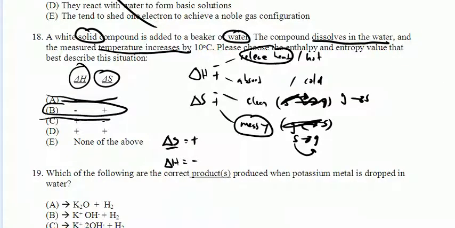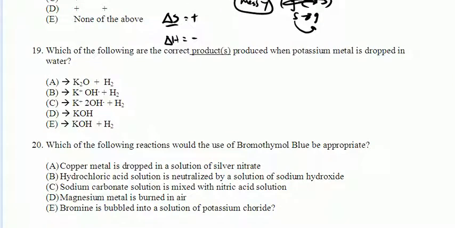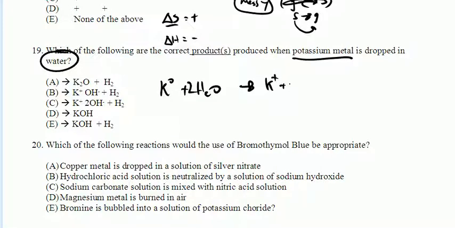Okay. Which of the following are the correct products produced when potassium metal is dropped in water? So K0 plus H2O. I wrote my reactants. I do not see ions. I do not see 2 neutral atoms. So I'm going to go to my keyword, which is water. I flip it over to the other side, and I see that I'm going to get something that looks like this, and I'm going to go search for that, and there it is.